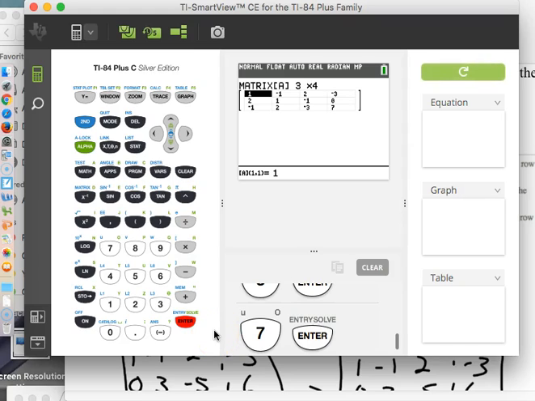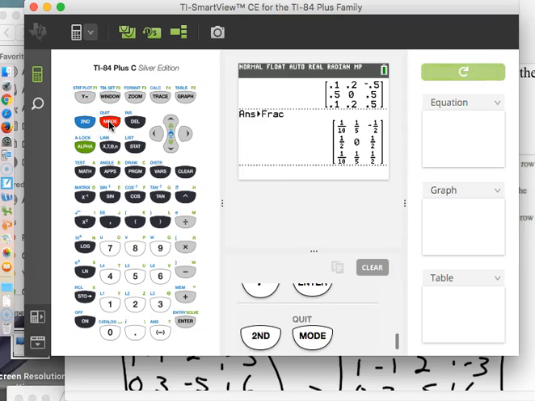Looking good. 1, negative 1, 2, negative 3, 2, 1, negative 1, 0, negative 1, 2, negative 3, 7. Now, remember, this is where it stores all the matrix numbers that we have in there, but we have to hit second quit because we're now going to ask the calculator to actually do something with it, and that's on the execution window, and this is the execution window.